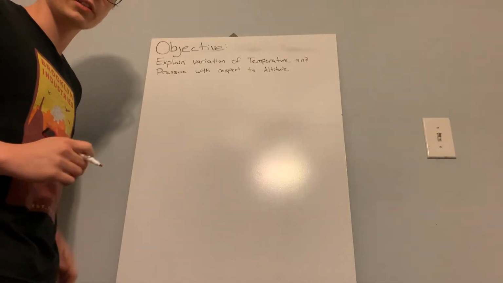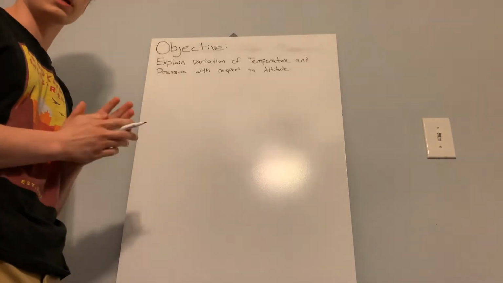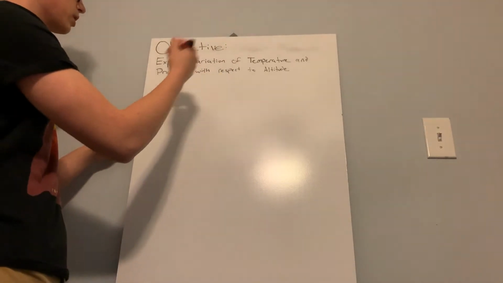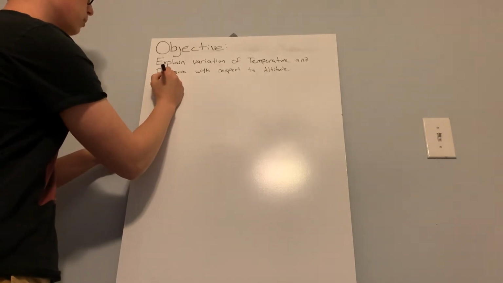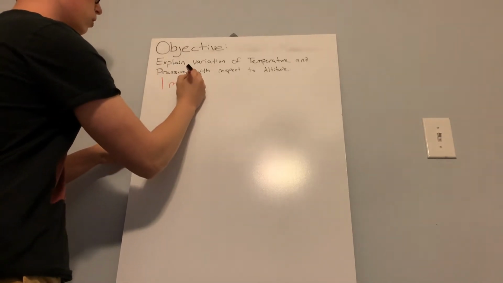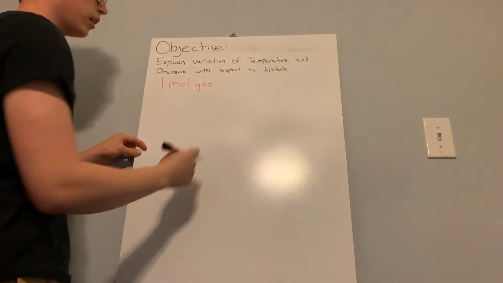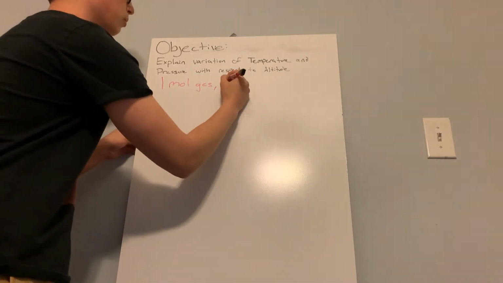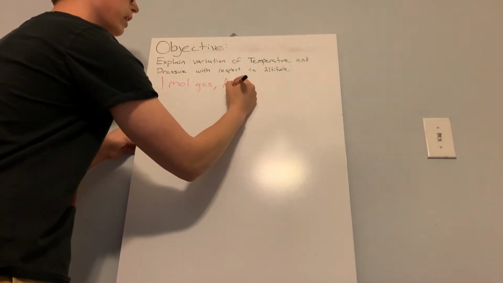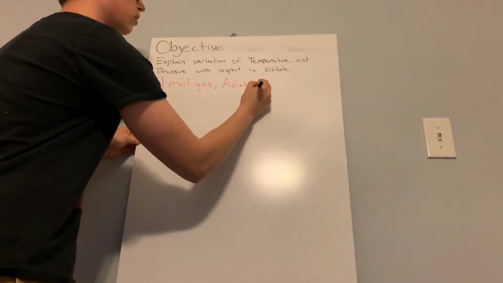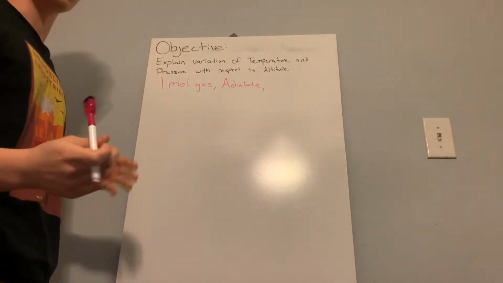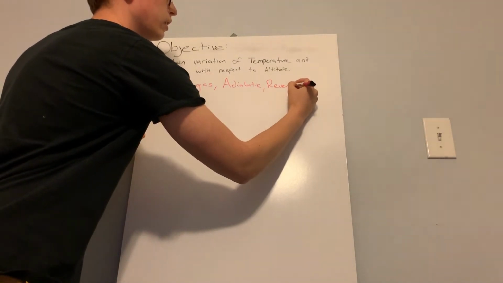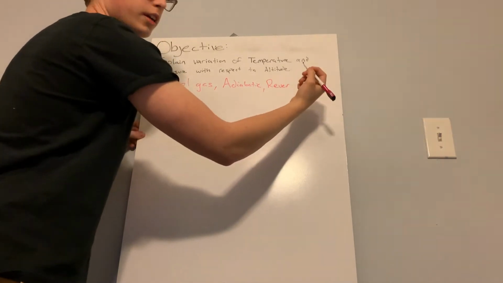Okay, so our objective for homework 1 is to explain the variation of temperature and pressure with respect to altitude. Some assumptions for this problem: we're going to start with 1 mole of gas, eliminating the need to include moles in our calculation. Our system is adiabatic, which means there's no heat change, and also our system is reversible, which means the internal and external pressure are the same.